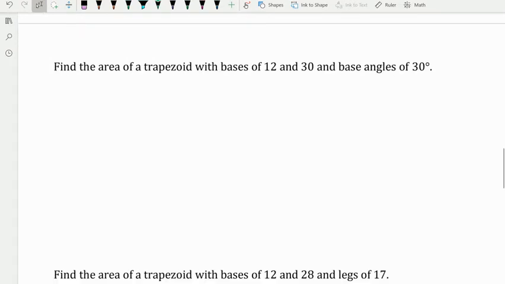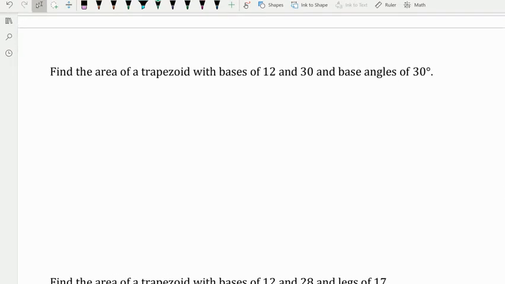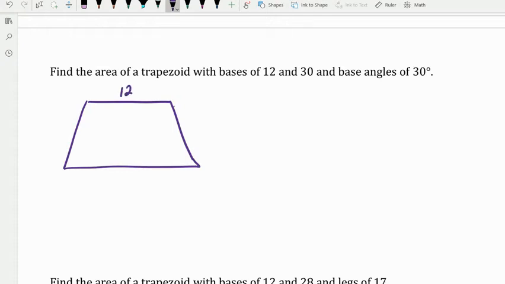Okay, our next one. Find the area of a trapezoid with bases of 12 and 30 and base angles of 30 degrees. And I think this is supposed to be an isosceles trapezoid, so we're going to add that in here. Oh, I guess we don't have to know that, actually, because if I draw my trapezoid, right, I've got bases of 12 and 30, so this side's 12, this side's 30. My base angles are 30 degrees. Now, if those angles are congruent, then that means we've got an isosceles trapezoid, so those legs are congruent.